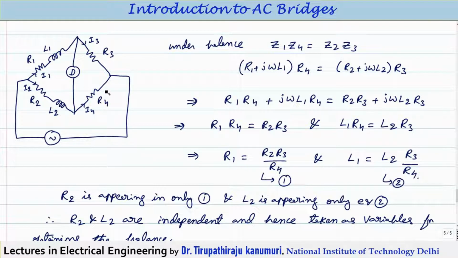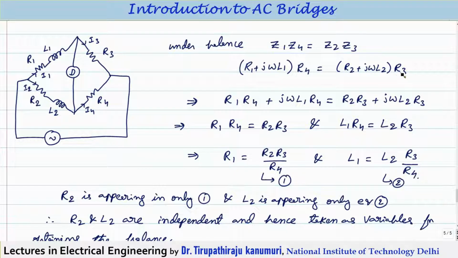That means Z1 multiplied by Z4 will be equal to Z2 multiplied by Z3. Agree with me? So what is Z1? Z1 is R1 plus J omega L1 and Z4 is R4. I am representing in rectangular form. And the second one, R2 plus J omega L2, will be multiplied with R3.